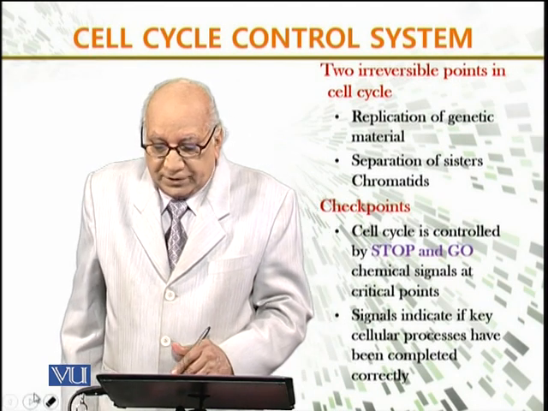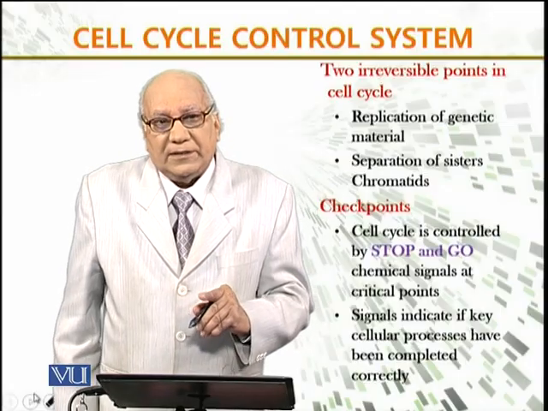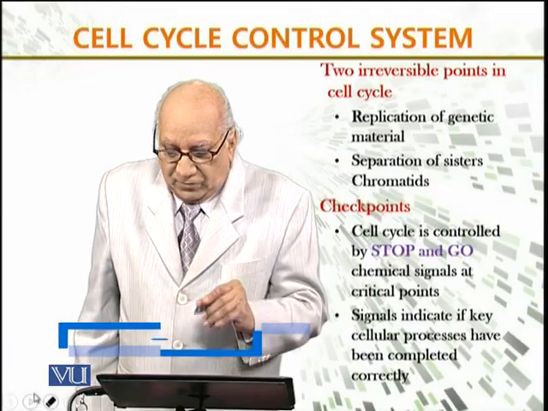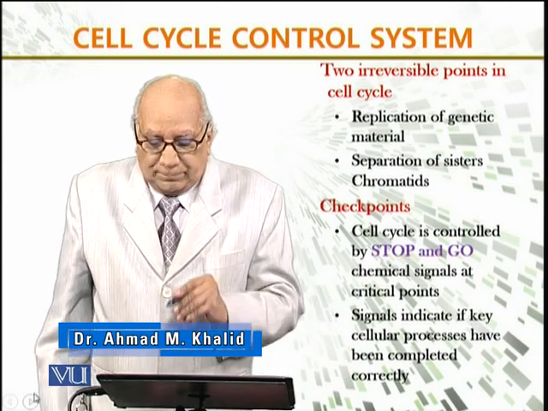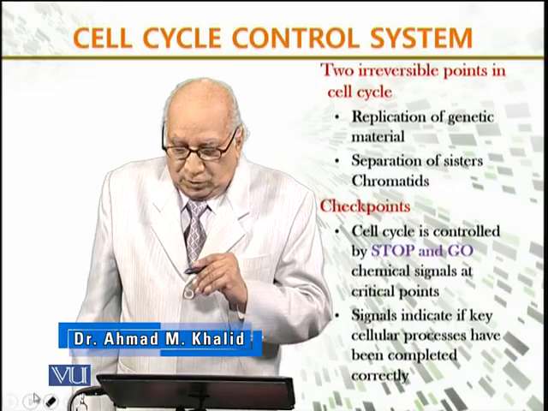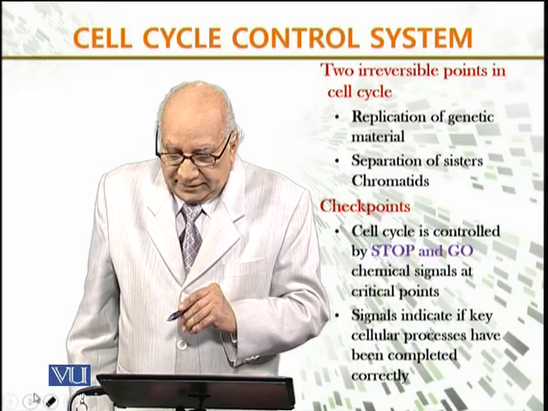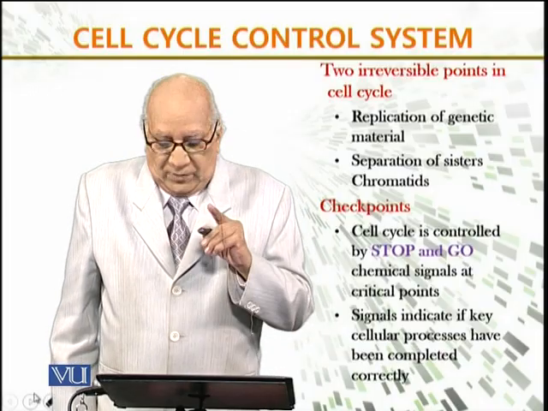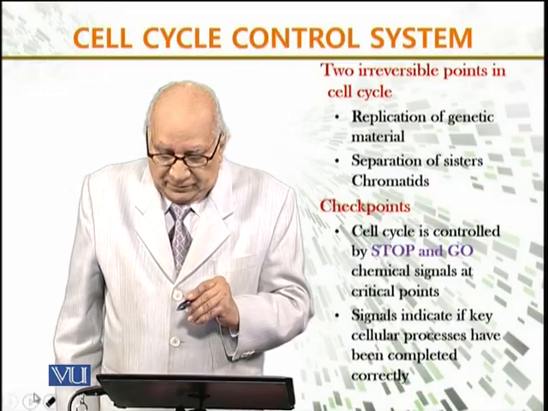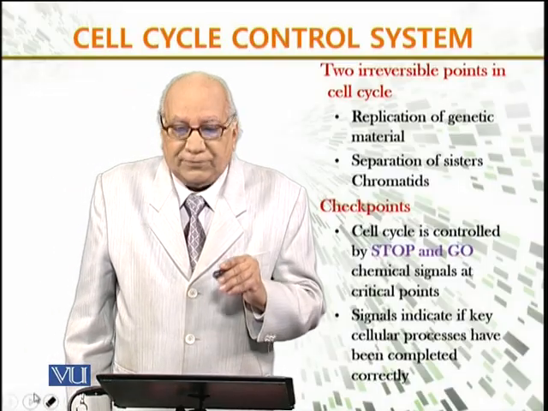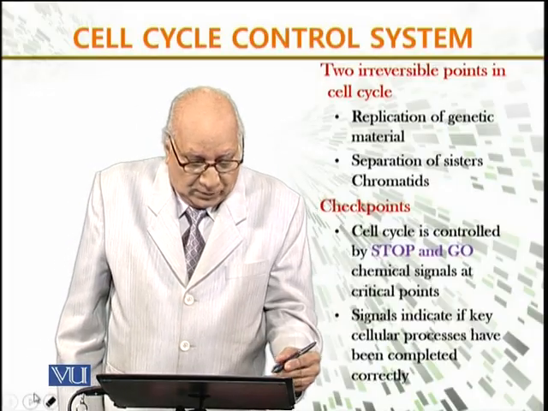In the cell cycle control system, there are two irreversible points in the cell cycle which have to be kept in mind. One is the replication of genetic material and the other is the separation of the sister chromatids. Checkpoints in this process mean that the cell cycle is controlled by stop and go chemical signals at critical points. Signals indicate if key cellular processes have been completed correctly.